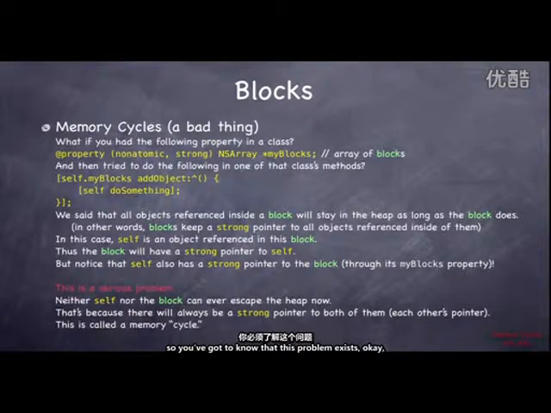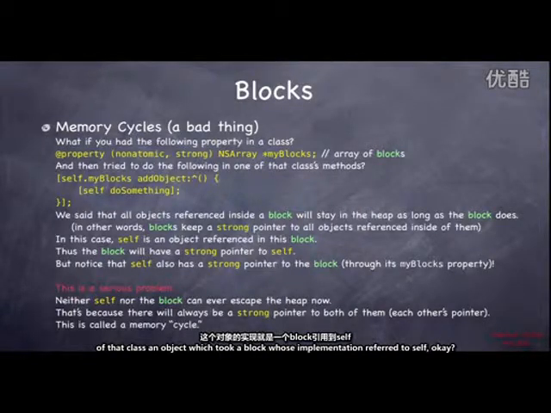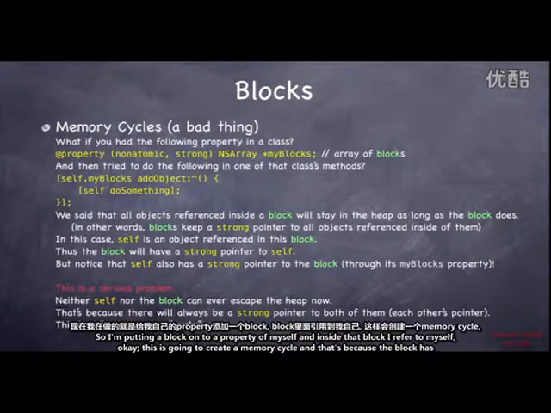So you've got to know that this problem exists, okay? And this problem is memory cycles. What if I had a class that had a property, an NSArray of blocks? And then what if I tried to add, somewhere inside the implementation of that class, an object which took a block whose implementation referred to self? So I'm putting a block onto a property of myself, and inside that block I refer to myself. Okay? This is going to create a memory cycle.